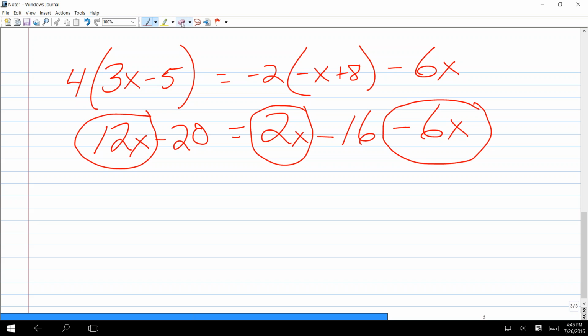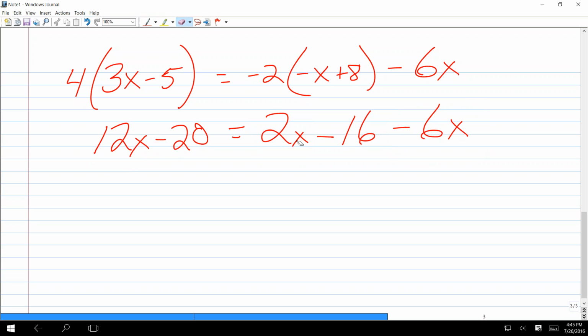Okay. Now, there's a couple of ways you can do this. Let's go through it step by step. In other words, let's combine the x's first on the right side. Let's do this step just to make sure. What's 2x minus 6x? 2x minus 6x would be negative 5x. No, sorry, negative 4x. So now I've simplified it.